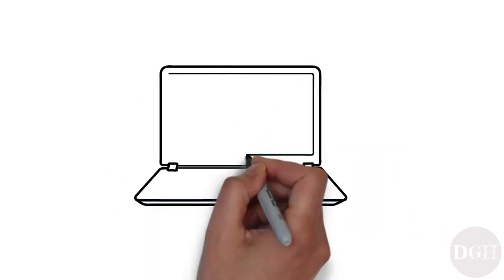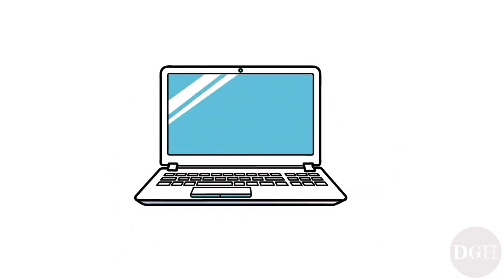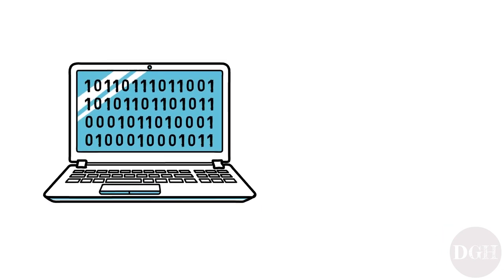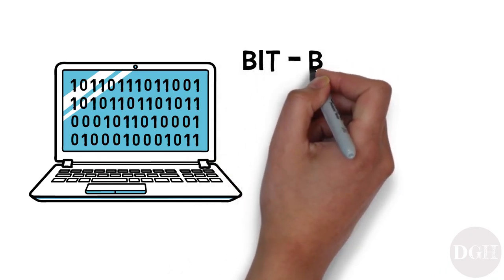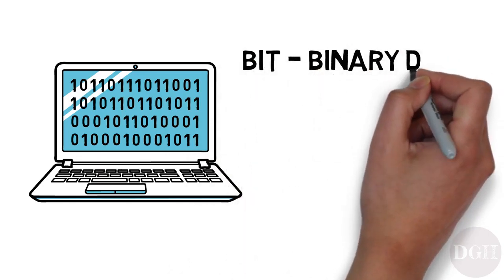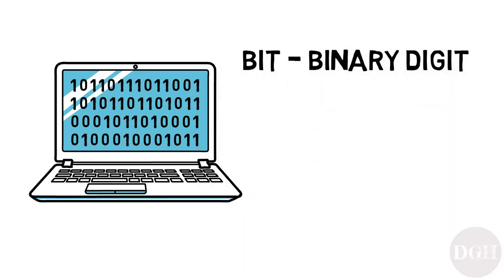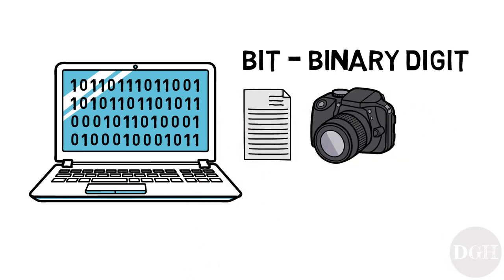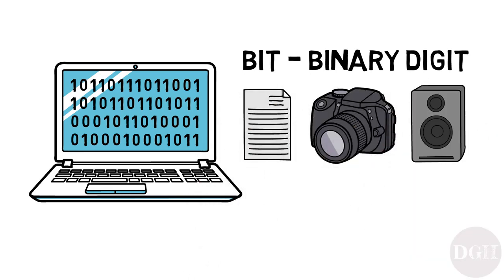Let's continue our discussion of digital storage terminology. Digital storage uses the binary system, where everything is saved as ones and zeros. The word that's used to describe these ones and zeros is a bit. It's short for binary digit, and it's the smallest unit of data in a computer. These bits, these ones and zeros, are used to store all kinds of information, from text documents to the digital photos that you take to the sounds that come out of your speakers.